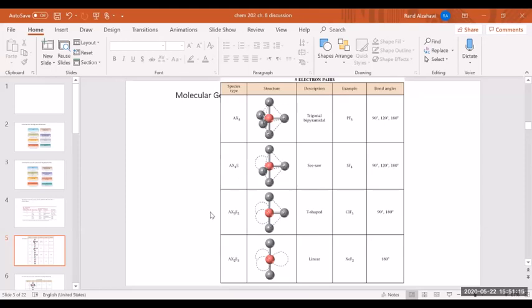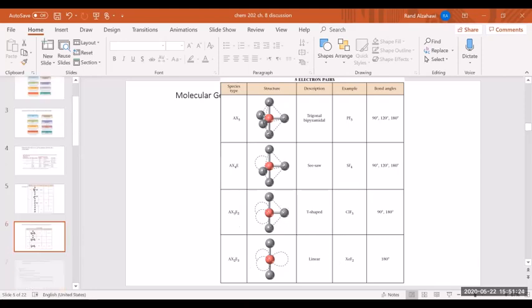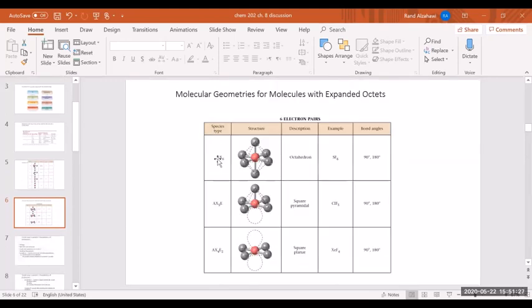We have 2 lone pairs, it will be T-shaped. 3 lone pairs will be linear. Now let's go to the 6th group. When we have just AX6, just 6 atoms, it is octahedral. With 1 lone pair, it will be square pyramidal. 2 will be square planar. If it's 3, it will be T-shaped. Then if it's 4, it will be linear.